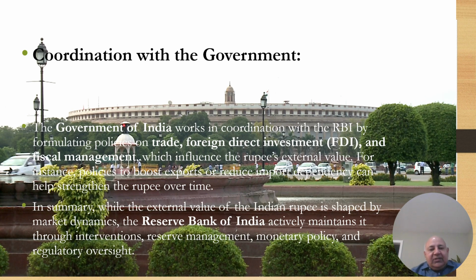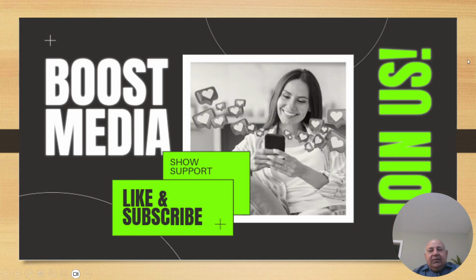In summary, while the external value of the Indian rupee is shaped by market dynamics, the Reserve Bank of India actively maintains it through interventions, reserve management, monetary policy, and regulatory oversight.